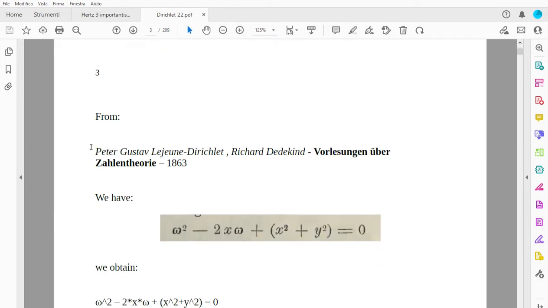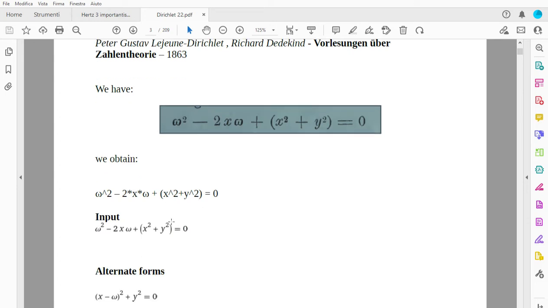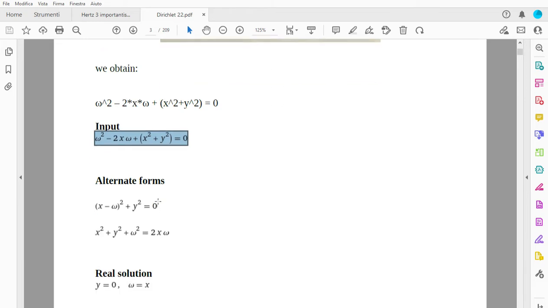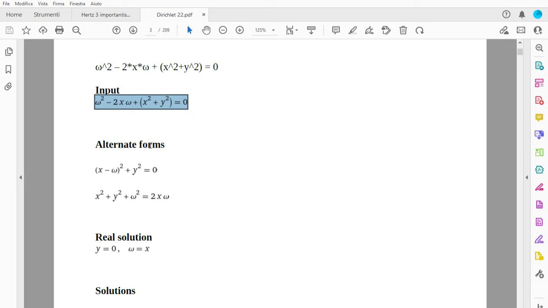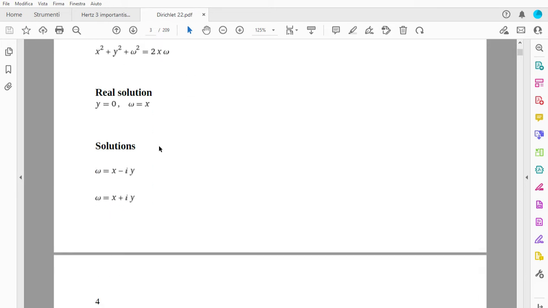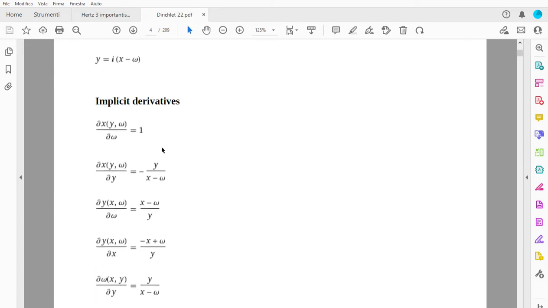Now, from this work, we analyze the following equation. We obtain, this is the input, and this is the study of the equation, alternate forms, real solution, integer solution, and so on.